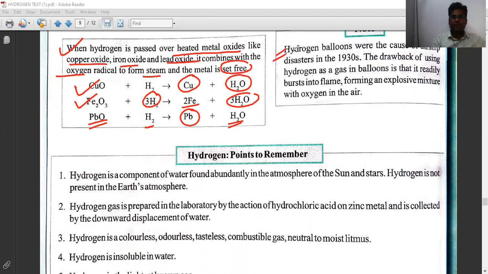Next point is hydrogen balloons were the cause of the air ship disaster in 1930. The drawback of using hydrogen as a fuel in the balloon is that it can burst into flame, forming an explosive mixture with the oxygen in the air. Okay, that's why we don't use hydrogen now, because it catches fire and we can't control that explosion.